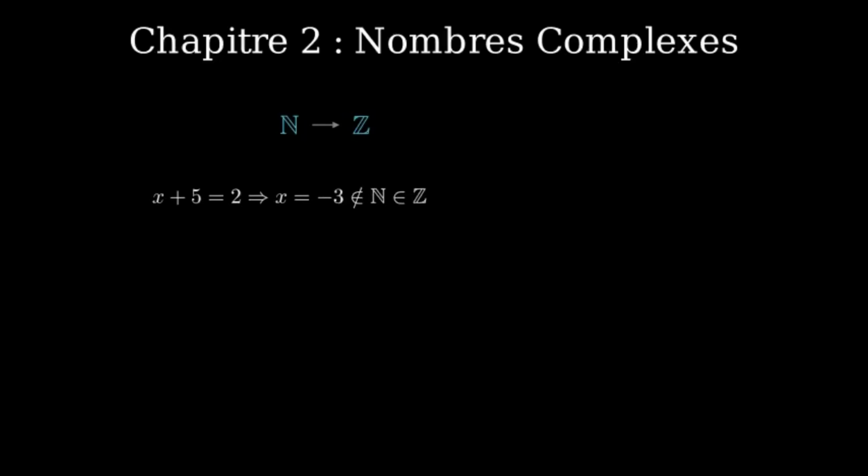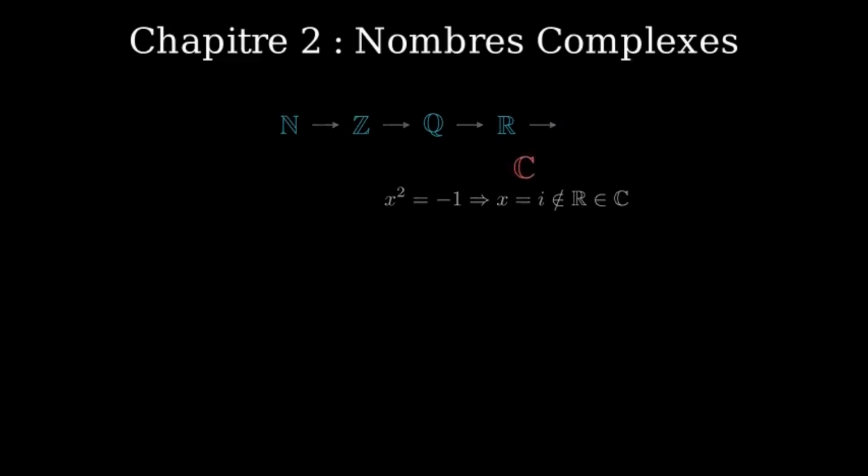Natural numbers gave way to integers when we needed negatives. Rational numbers emerged for fractions. Real numbers incorporated irrationals like the square root of 2. Finally, complex numbers were developed to solve equations like x squared equals -1, introducing the imaginary unit i.